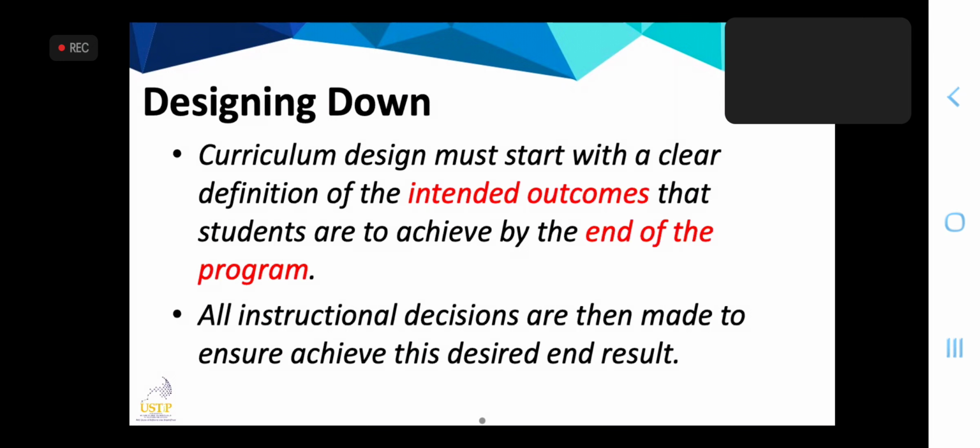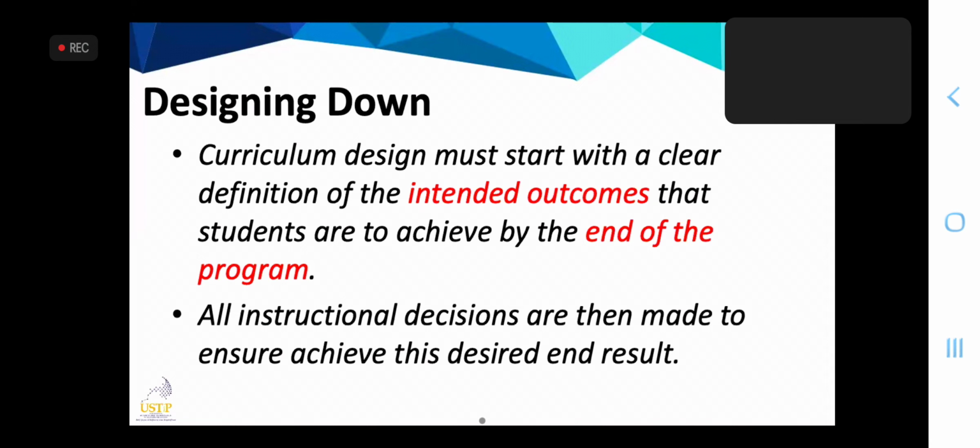Because traditional teachers, they begin with topics. Right? After topics, they decide activities. After activities, they decide assessment. According to Spady, that's wrong. You begin with the end. You begin with the end. What is the end? Demonstration of skill, demonstration of knowledge.